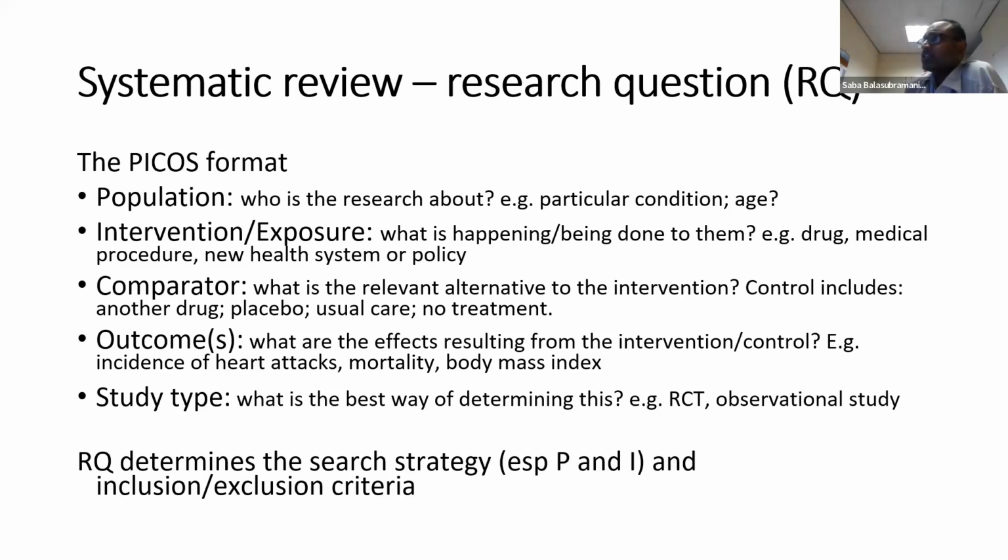The research question that you formulate and write down is important to then determine the search strategy. Especially the population and the intervention parts of the research question will help you determine your search strategy and your inclusion and exclusion criteria.